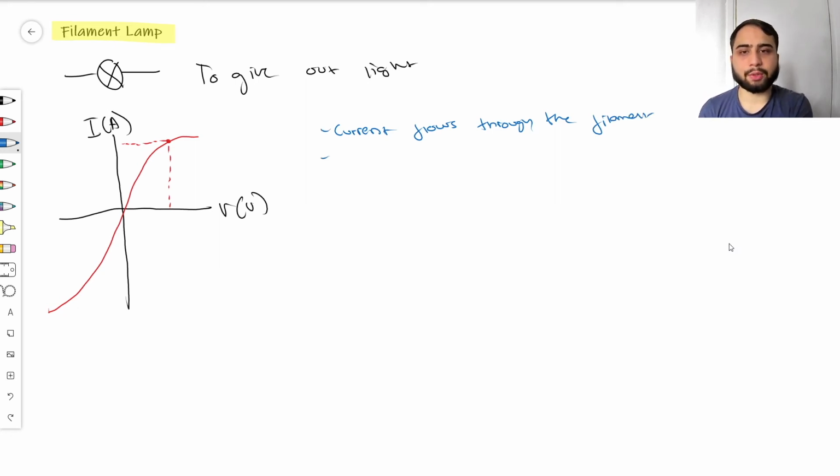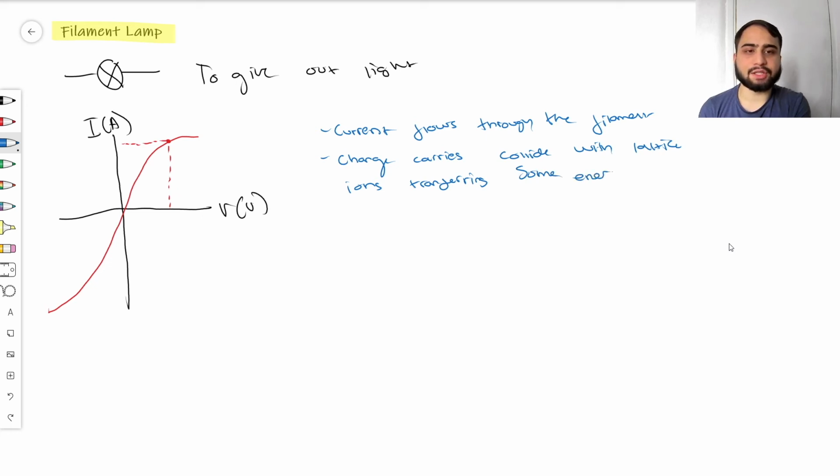So that's point one. Now, the second point is that charge carriers collide with lattice ions, transferring some energy. Okay, so now what does this point mean? Well, we know that the filament inside the bulb itself is a solid. That means that it has a fixed... Oh wait, hold on. Let's do it in green. All the particles inside the filament are fixed in their positions like this. So let's take it like that.